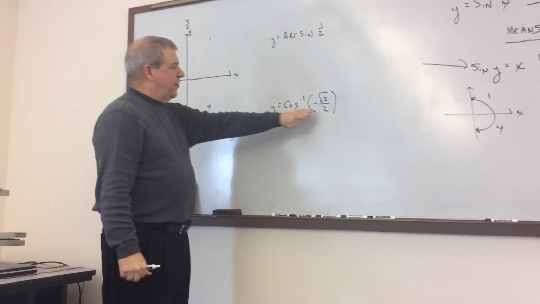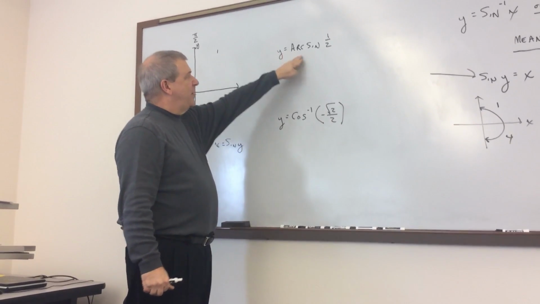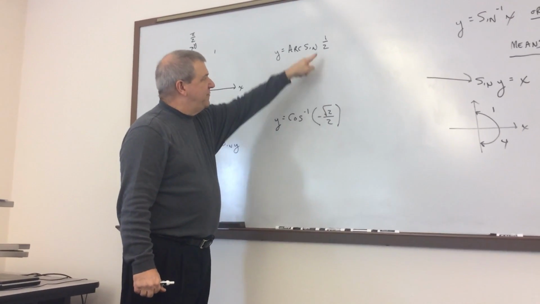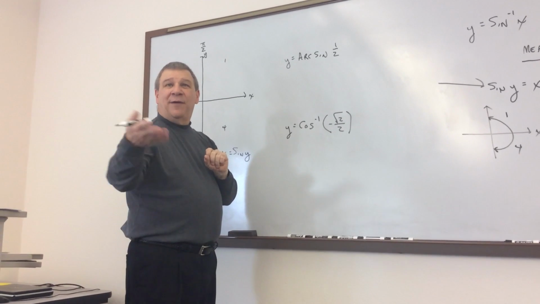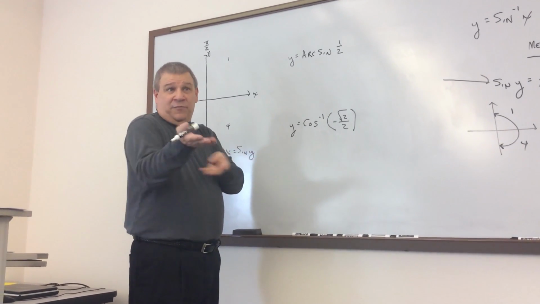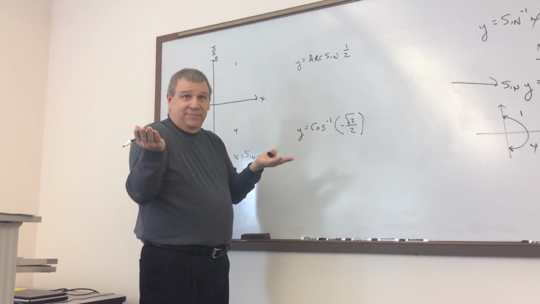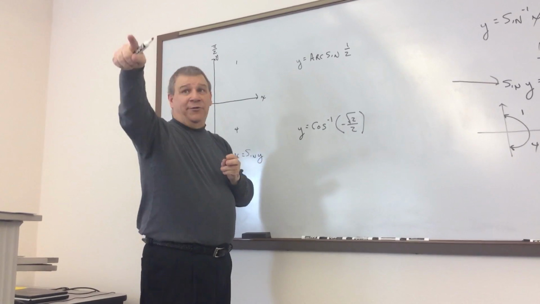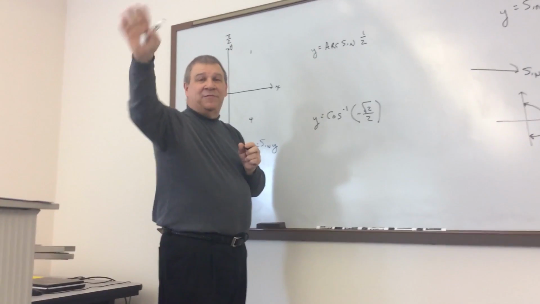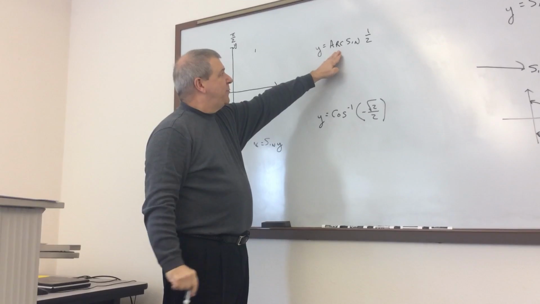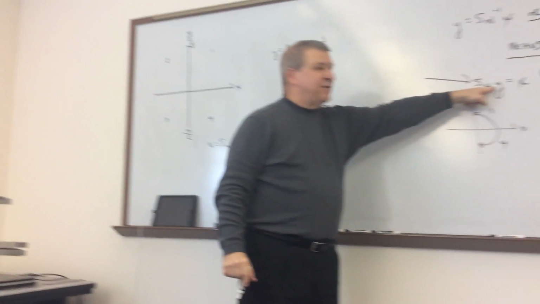Y equals inverse cosine of something. Y equals arc sine of something. Now you see the value right there? Isn't that a special angle value? Aren't those familiar values for special angles? That's why you're not going to need a calculator for these. They'll be special angles. When you see a problem like this, look what it says it means.